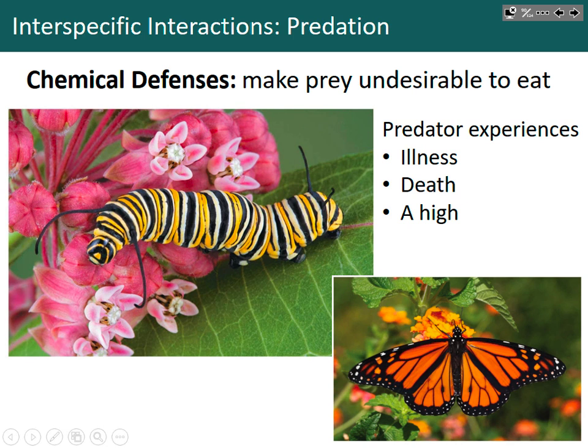So chemical defenses might cause the predator to be sick. It might cause them to die. It also might get them high. And so there are some examples of organisms eating certain prey items who have a toxin or eating certain plants that have a toxin because they then have a drug-like effect.